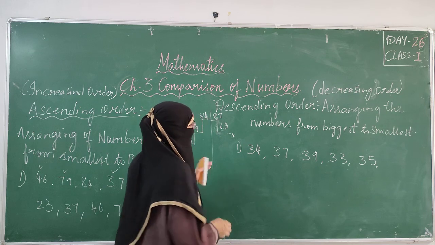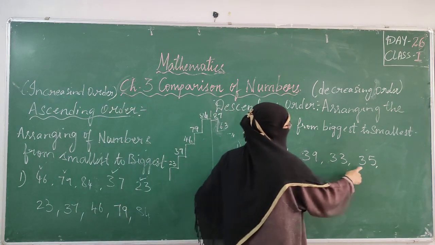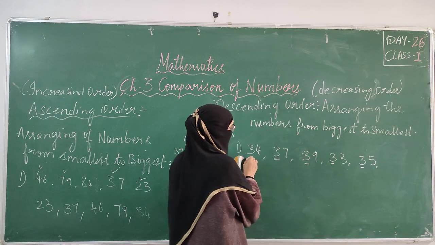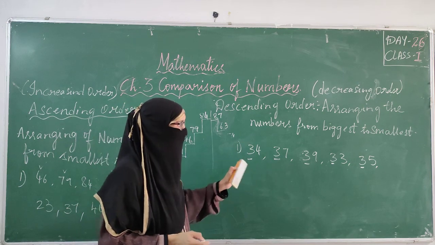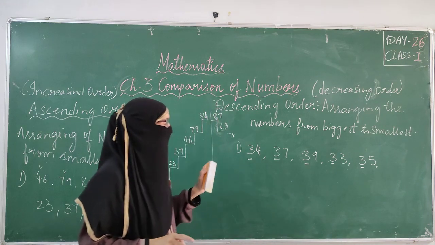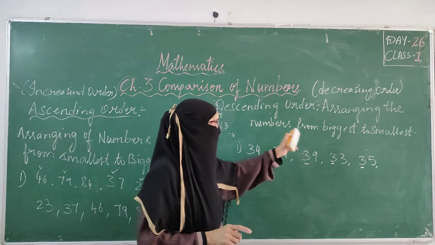So here, what do you notice about the numbers in the tens position? Here it is 3, here it is 3, here it is 3, here it is 3, here it is 3. All my numbers here in the tens position are the same. All the numbers have 3 in the tens position. So in that case, what do we have to do? How are we going to find the biggest number here?